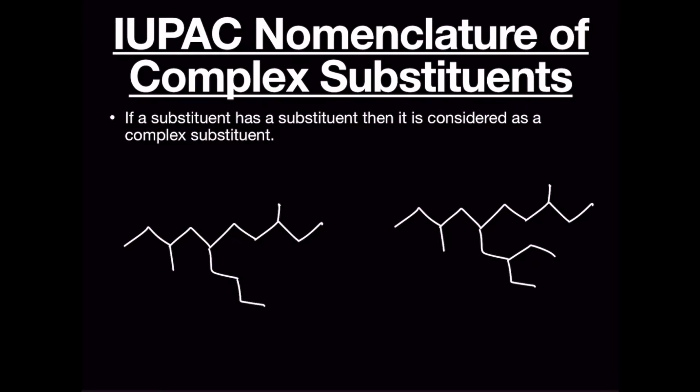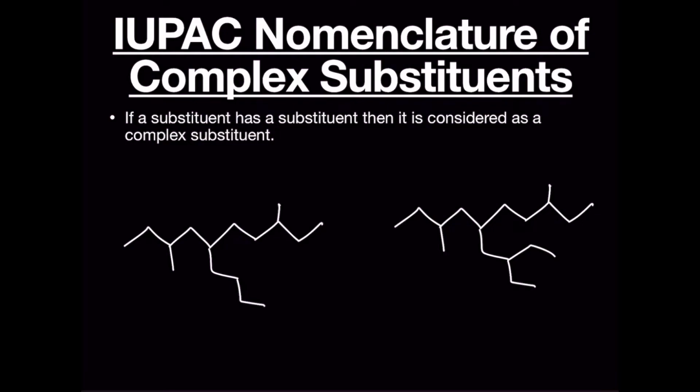In this video, we are going to talk about the IUPAC nomenclature of alkanes that has a complex substituent. What is a complex substituent? If a substituent has a substituent, then it is considered as a complex substituent. Look at these two structures.